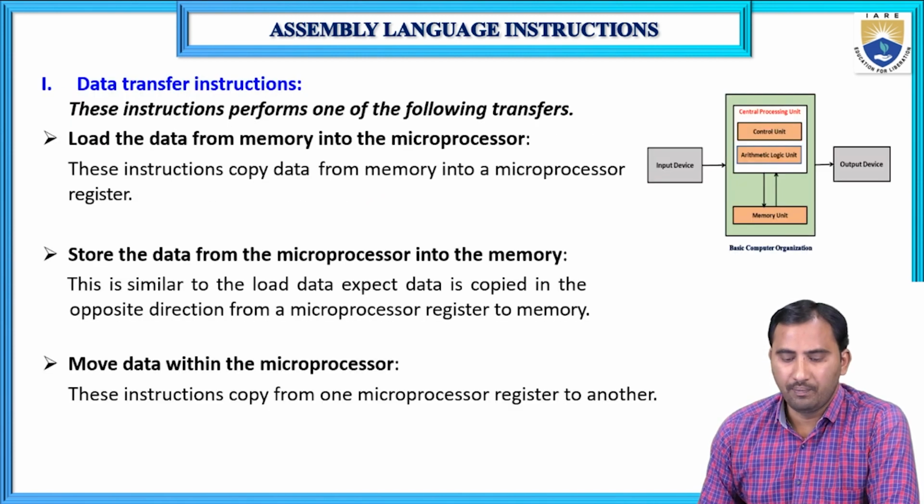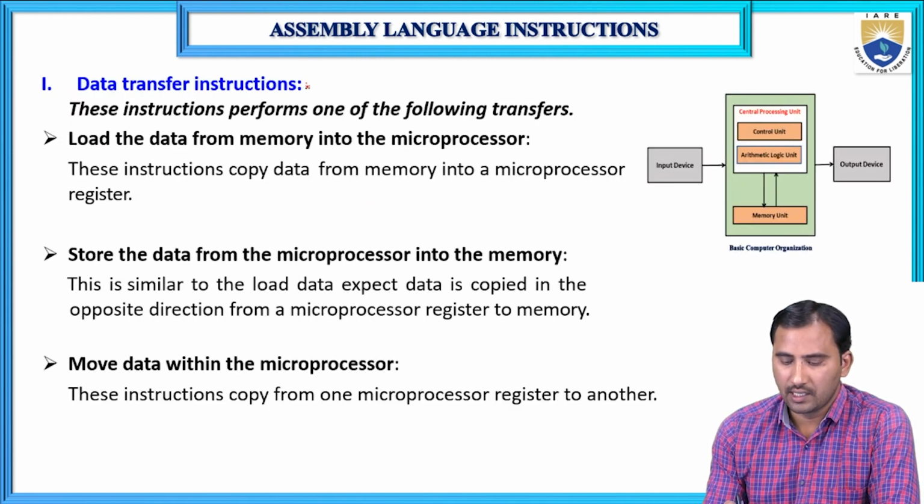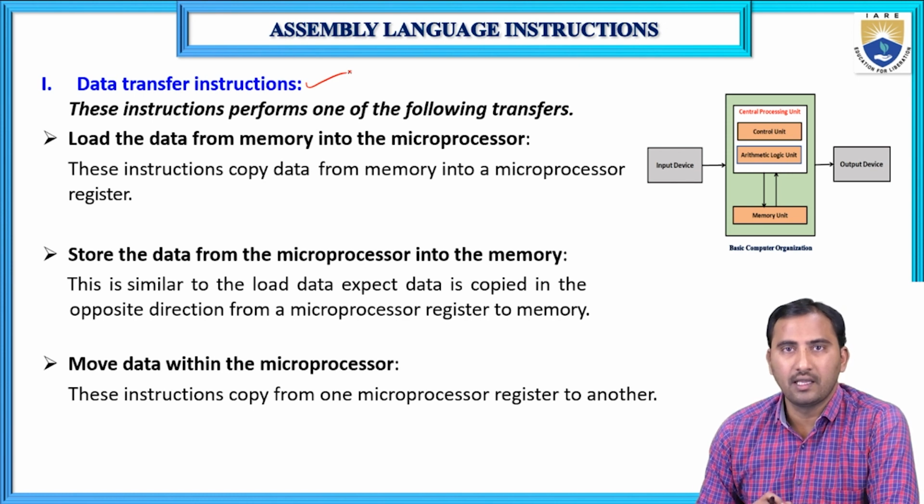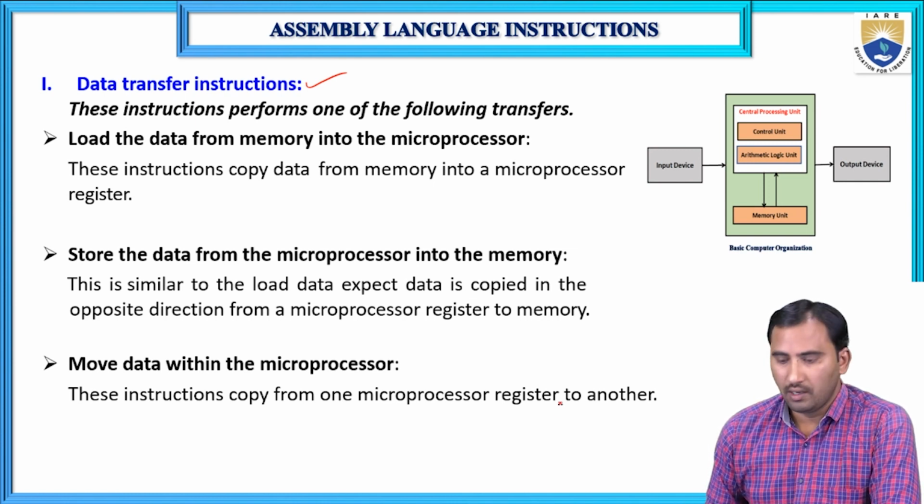First one is the data transfer instructions. As the name describes, using this type of instructions, we can transfer the data from one place to another place. That is the use of data transfer. When we are copying the data from one place to another place, we are just copying the data.